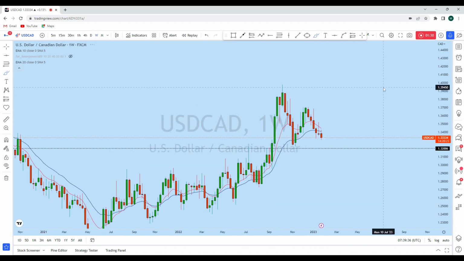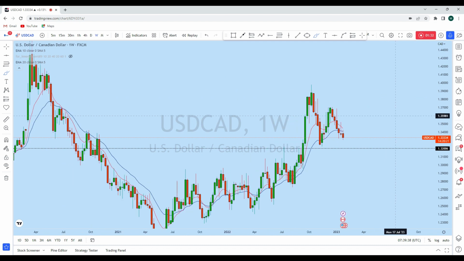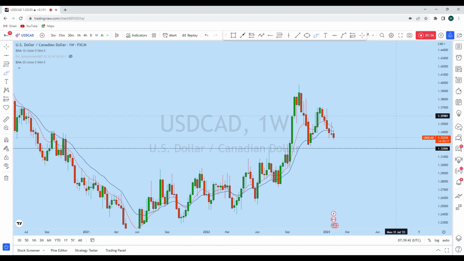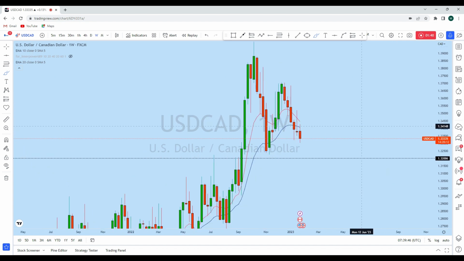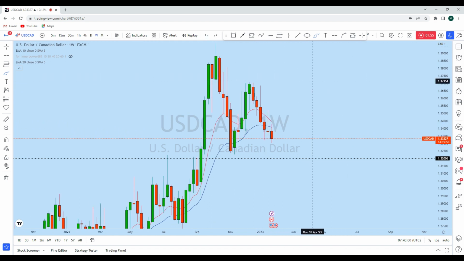Now let's look at the weekly perspective to see how the price action is forming. From the weekly perspective, we see USD CAD also showing a very strong bearish price action. If we look at the couple of weeks of candlestick patterns, starting from here there was a doji, and then the price created this impulse to the upside, followed by every week the price creating a series of lower highs.